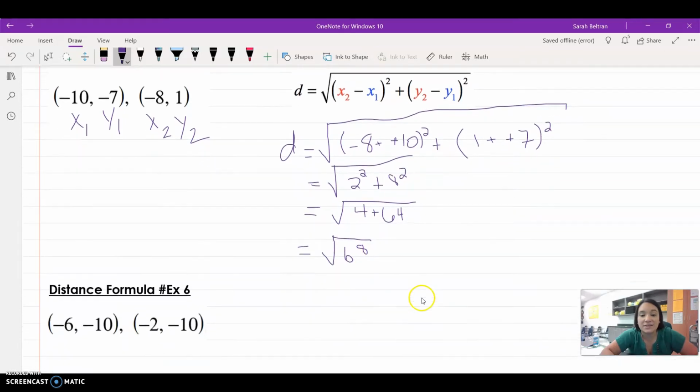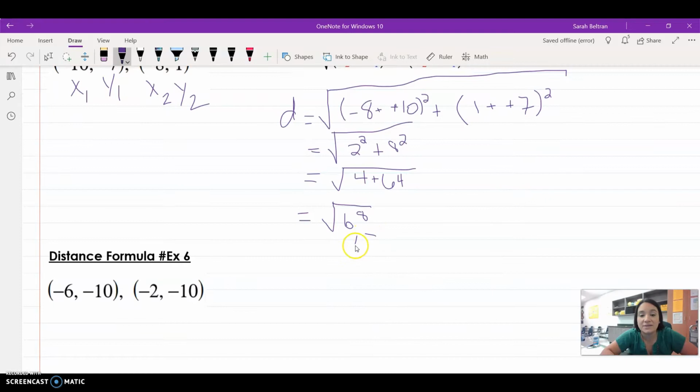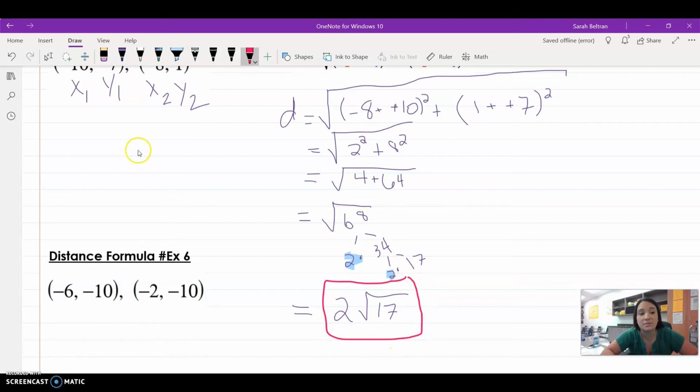We can see if it simplifies. Let's think of some numbers. This is obviously divisible by 2, so you could do like 2 and 34. 34, you could do 2 and let's see, what is that, 17? All right, we have a pair of 2's, so we pull that out. And we are left with 2 square root 17. All right, so it's very important that we learned how to simplify those radical numbers.